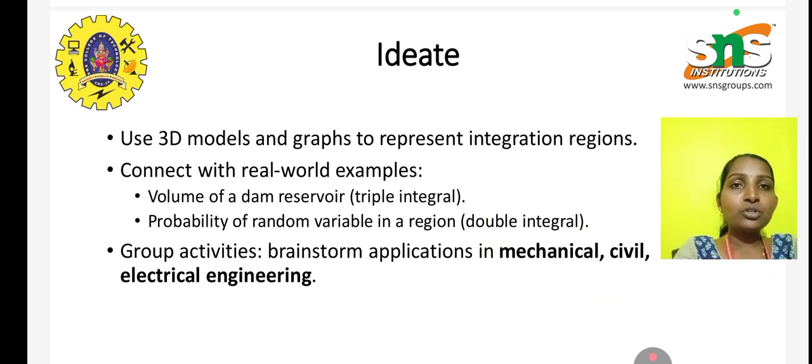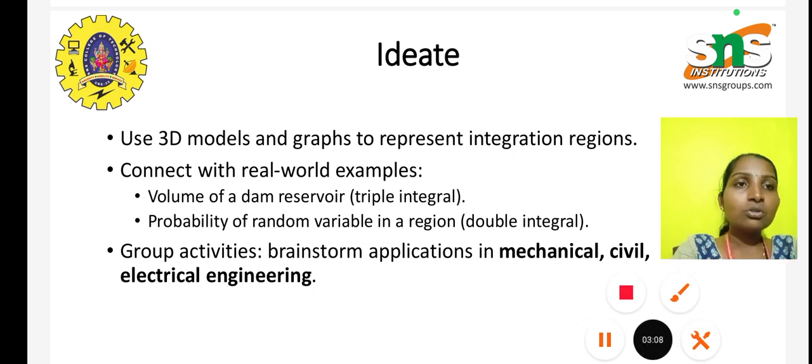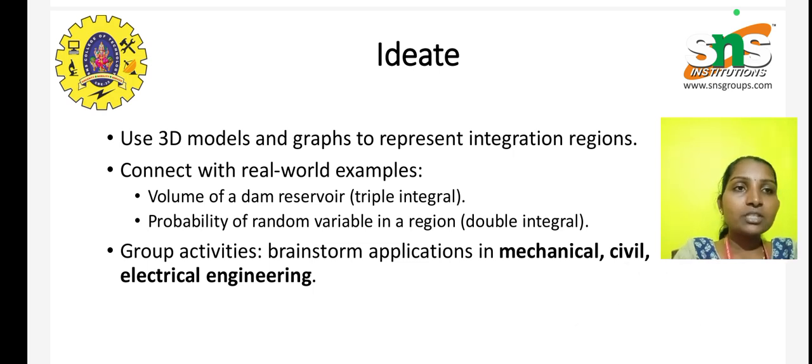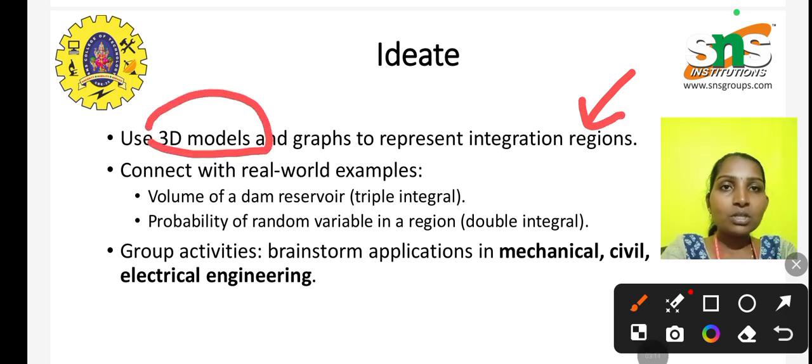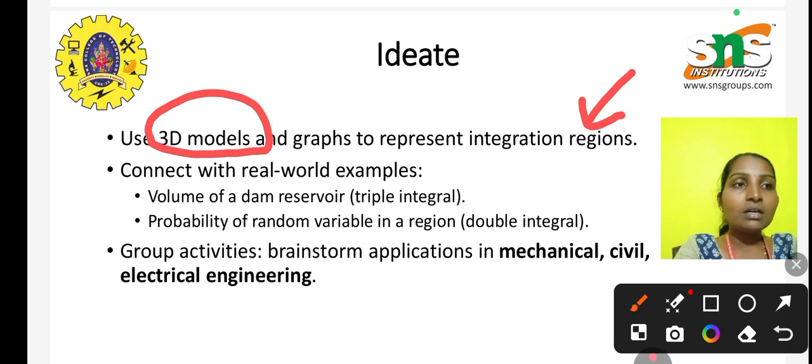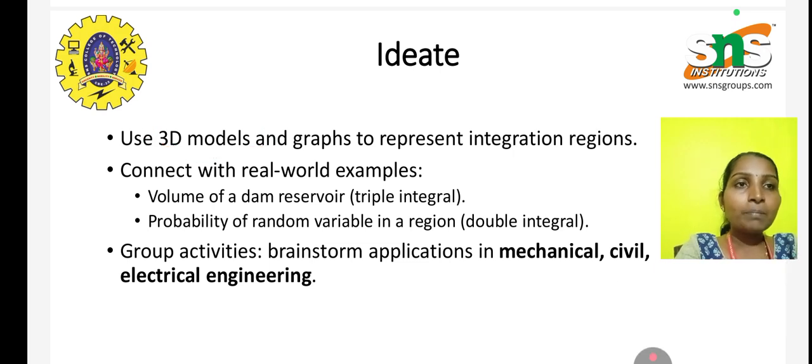Now what is our ideation? Ideation is we are going to use 3D models and graphs to represent the integration regions. Three-dimensional models using computer graphics or CAD or AutoCAD we can use to apply these 3D models, and we can use integration for measuring the area or volume of the given multiple integral.